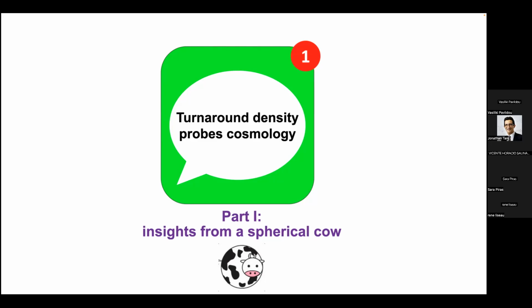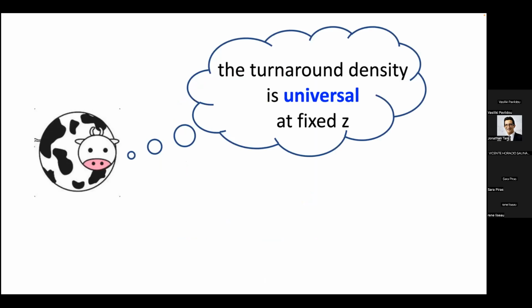Okay, so what does the spherical cow say? The first thing that the cow informs us about is that the turnaround density, as I was telling you, is universal at a fixed redshift. It doesn't matter what mass the cluster has. It doesn't matter how it got there, if it ate smaller clusters to grow, or if it grew completely through gradual spherical accretion. The density on the turnaround scale, all of the matter divided by all of the volume at the turnaround scale, is a fixed number at a fixed redshift.